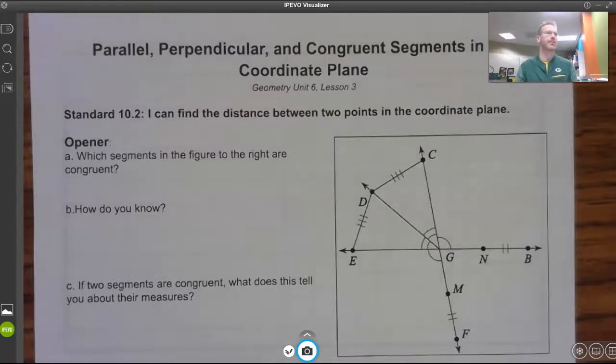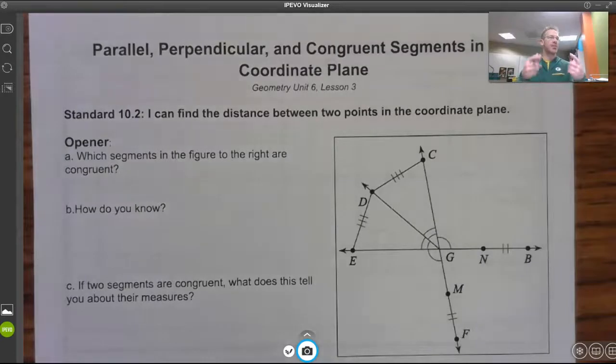And it just keeps going, right? Okay, so now what we're going to do is take a look at three different topics all together: parallel, perpendicular, and congruent segments, all in the coordinate plane. We've talked about all of these concepts already this year. So once again, we're trying to take what you already know, some baseline knowledge, and put it all together in the coordinate plane.